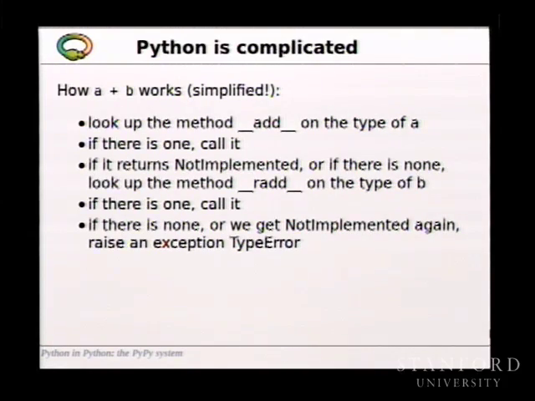But of course, add is a binary operation. So maybe if there is no method __add__ on the first argument, then maybe there is a method __radd__, reverse add, on the second argument.